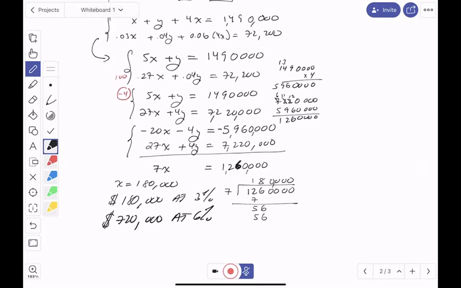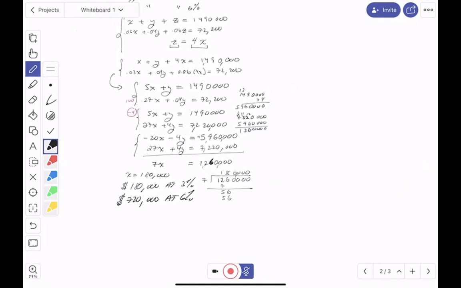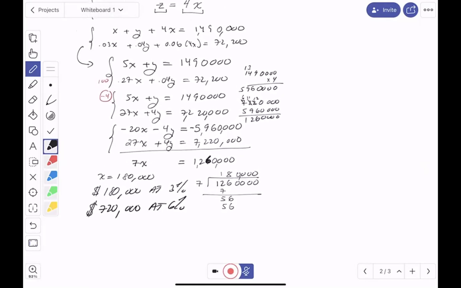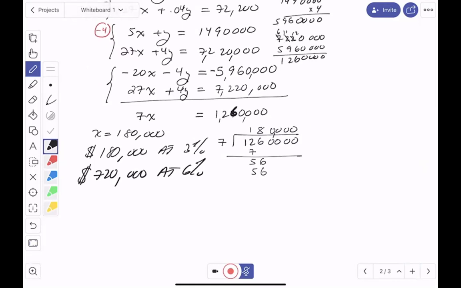And I got to be honest with you. Looking at it, I hope you know that X plus Y plus Z is $1.49 million. So what do you get over here? Well, if you add those two numbers together, you're going to get $900,000. But we borrowed $1.49 million, which means $590,000 at the 4%.